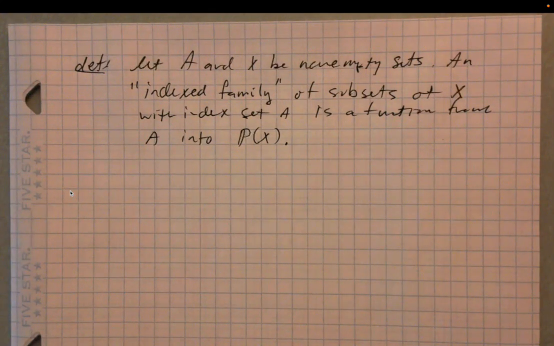So remember what the power set of X is. The power set of X is the set of all subsets of X, right? And so an indexed family of subsets is a function from your index set into the power set, right?